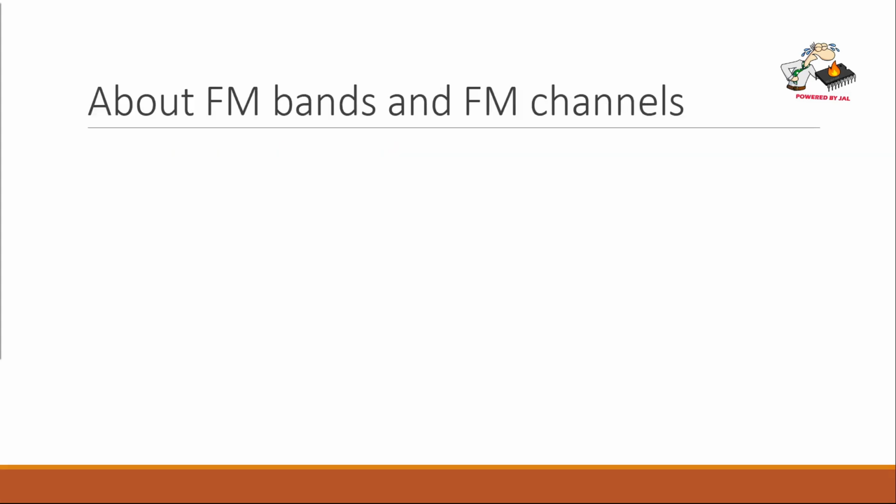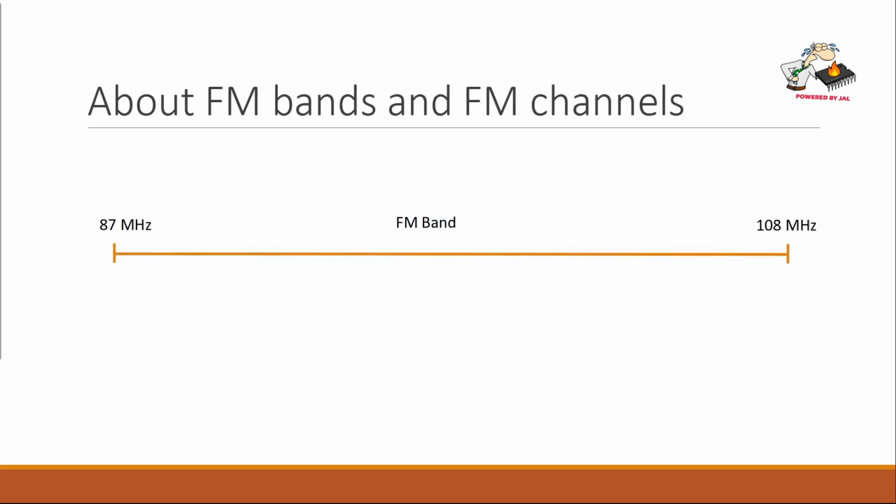So something about FM bands and FM channels. Depending on your country, there is a certain FM band with a certain frequency range. This FM band is divided into channels, and a channel is separated by a certain frequency. And on each of these channels you can have a radio station.